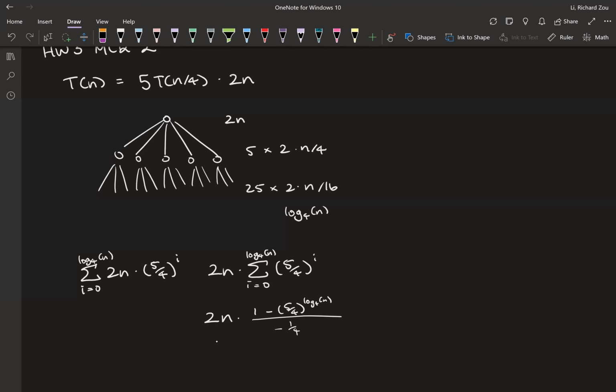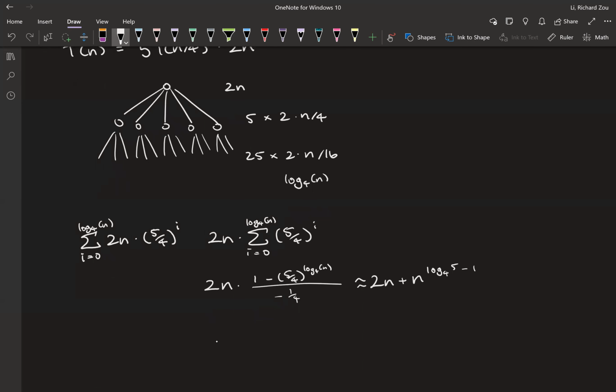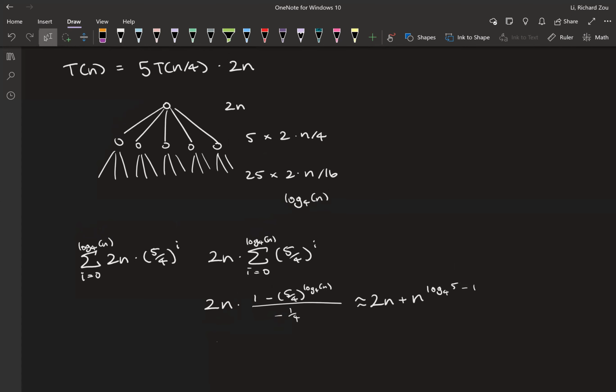Is it like log base 5 of 4 over, it's like, this is approximately 2n plus n to like the log base 4 of 5. No, log base 5 of 4. No. Log base 4 of 5 over minus 1, something like this. I can't believe I'm this bad at math. Yeah, that's that. Okay. This does seem to be correct.